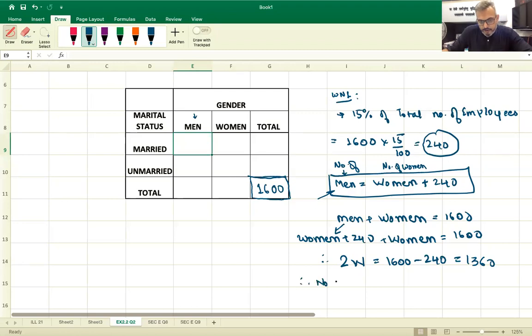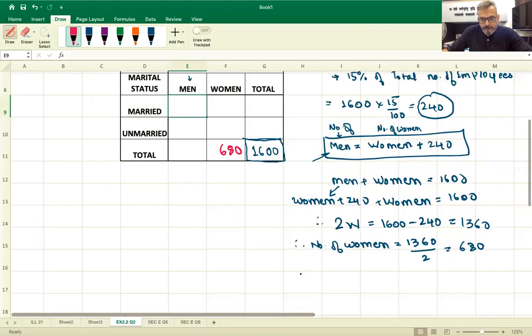Therefore, the number of women is equal to 1360 upon 2, which is equal to 680. So the total number of women we have is 680. Therefore the number of men is equal to 680 women plus 240, which is equal to 920.